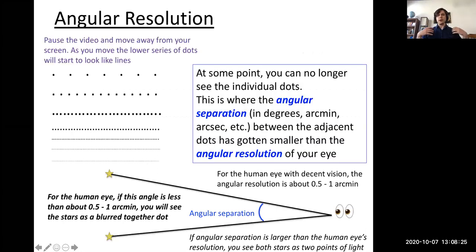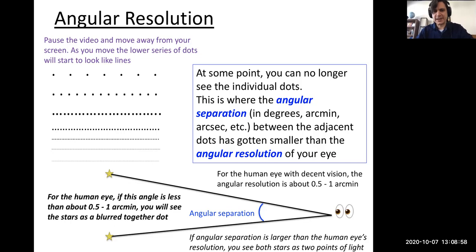So as you move further and further away, the angular separation will get smaller and smaller. So what I'd like for you to do is pause the video so you're stuck on this screen right here, and then move away from your computer screen, and you'll start to see from bottom to top, the rows of dots will start to look like lines. It's only going to work for the bottommost ones, but when that happens, so I'll assume that you've paused.